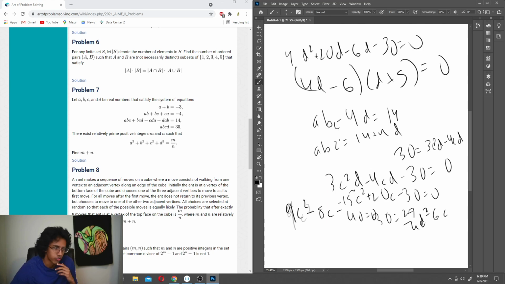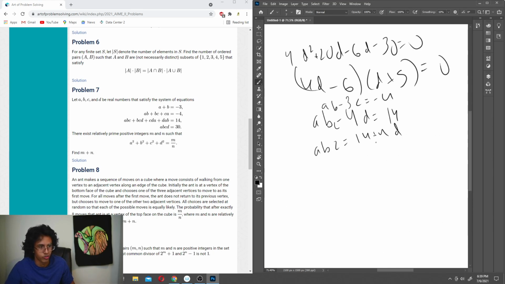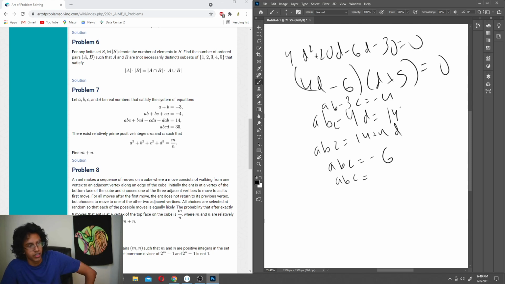So ABC minus 4D is equal to 14, and AB minus 3C is equal to negative 4. That is not ideal. What else could we try to do? ABC is either equal to negative 6 or, what's the other option, plus 3 over 2 over here. So that would be negative 6, and then that would be positive 20. So ABC either equals 20 or negative 6.